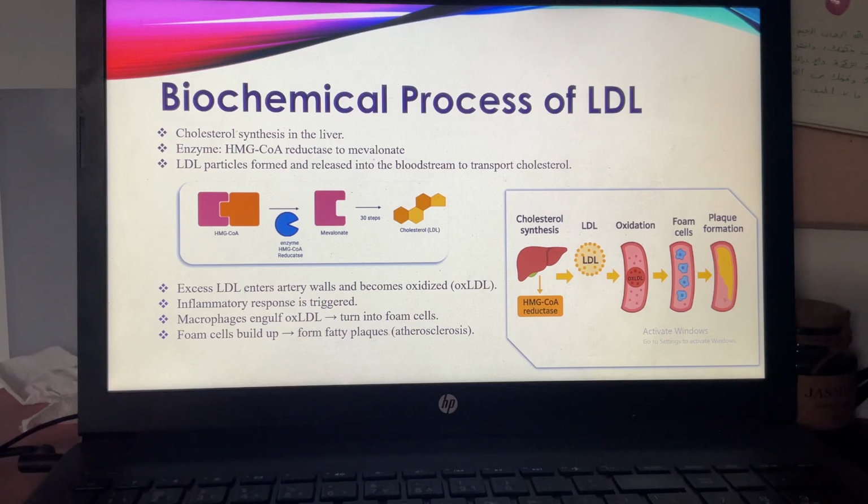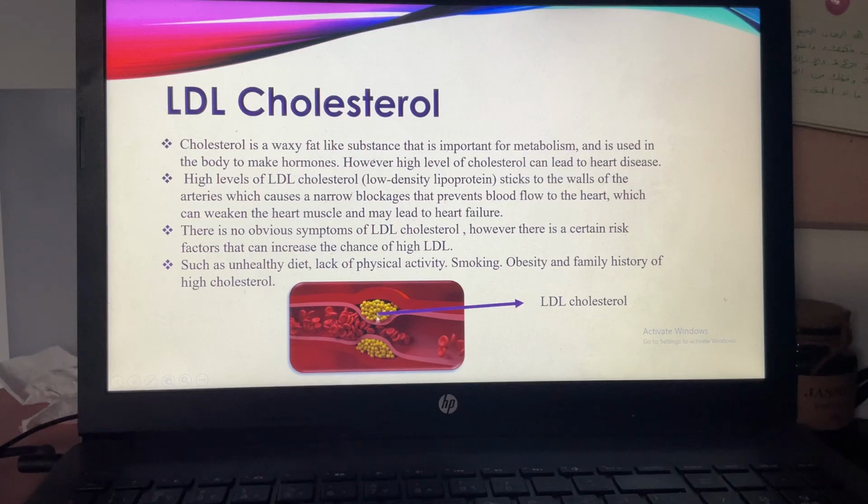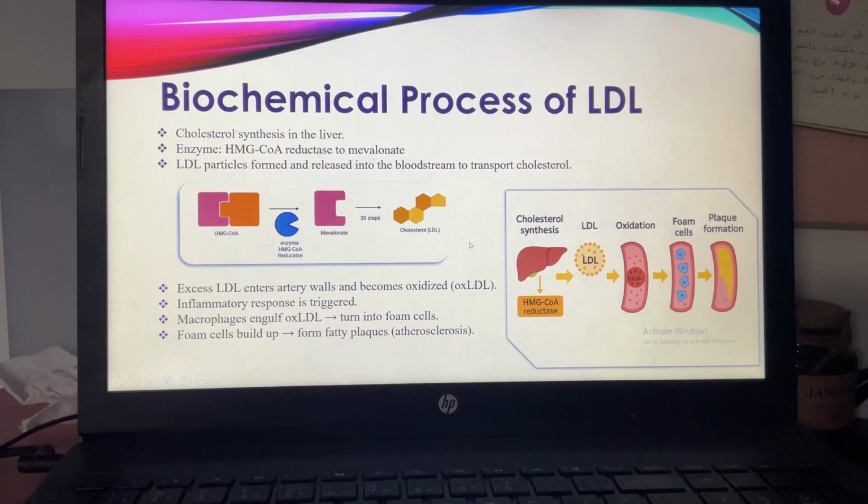These immune cells, called macrophages, they try to clean it. However, they turn into foam cells. These foam cells form fatty plugs that lead us to the LDL that is, as we see here, sticking to the artery and preventing the blood flow, as it's shown in the picture here.